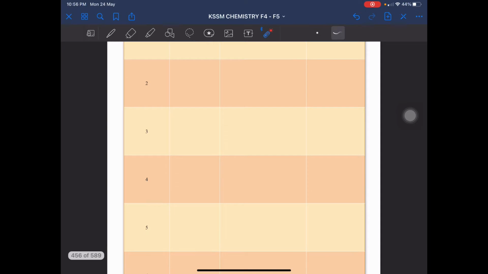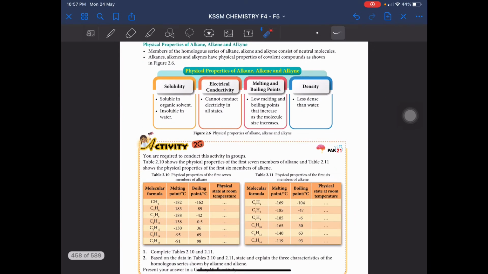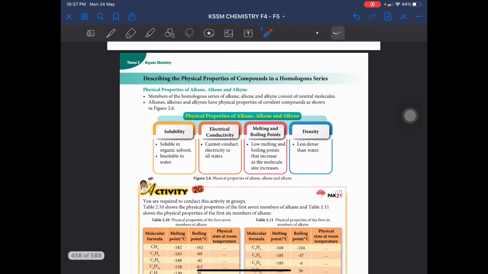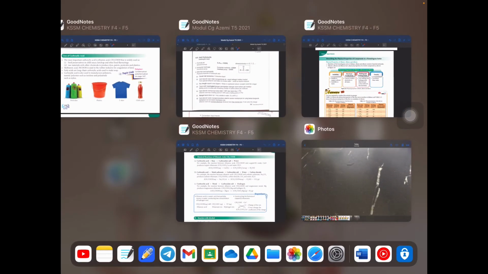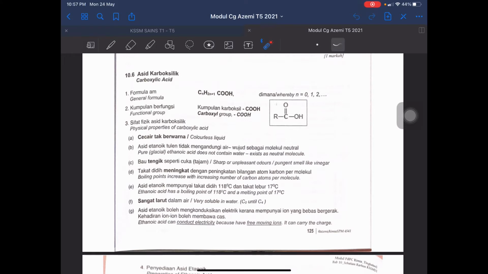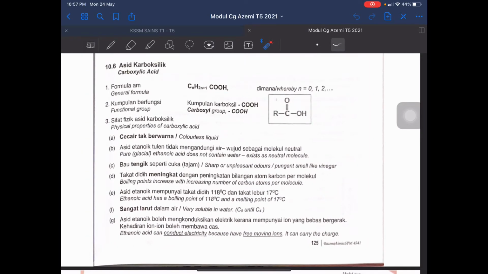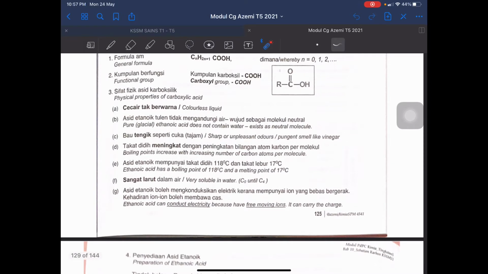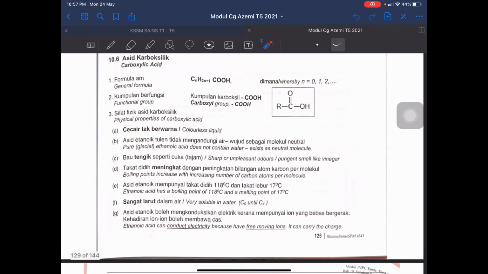Okay, now we are going to continue to the next lesson. The next lesson is about the physical properties of carboxylic acid. Let us look at this one. This is the notes from Cikgu Azmi's book. Okay, this one can be found in page 125. Cikgu Azmi also tell you that the general formula for carboxylic acid is like this, where the N starts from 0, 1, and 2. So, the functional group is carboxyl group, COOH. What are the physical properties?